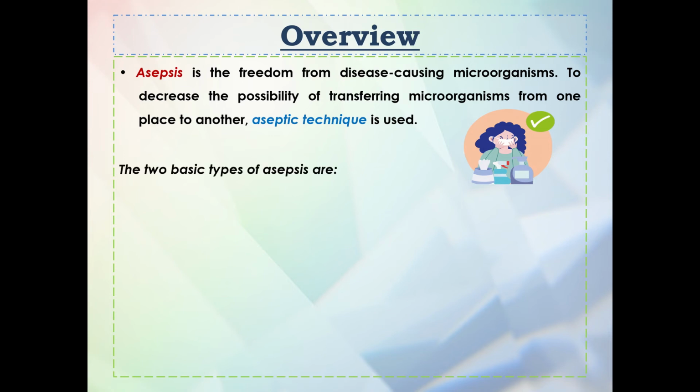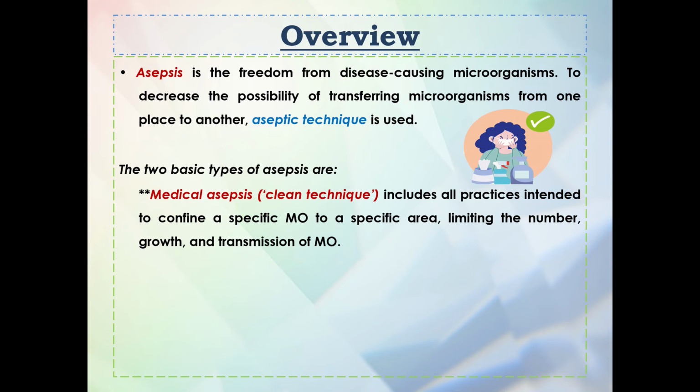Okay, so there are two basic types of asepsis. First is medical asepsis, also known as clean technique. So it includes all practices intended to confine a specific microorganism to a specific area, limit the number, growth, and transmission of microorganism. So when we say medical asepsis or clean technique, ang principle nito is we are just limiting or inhibiting the growth and transmission of microorganism.